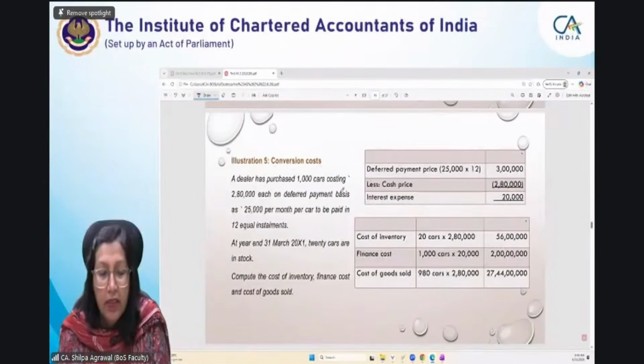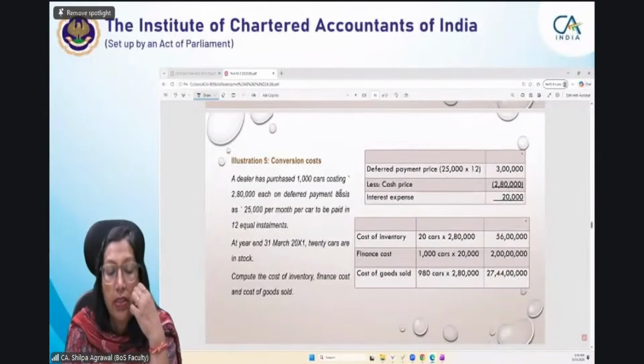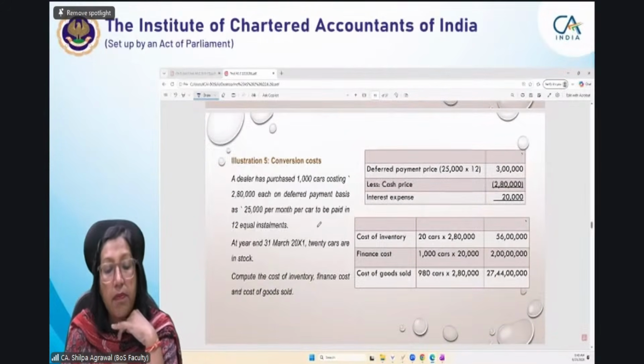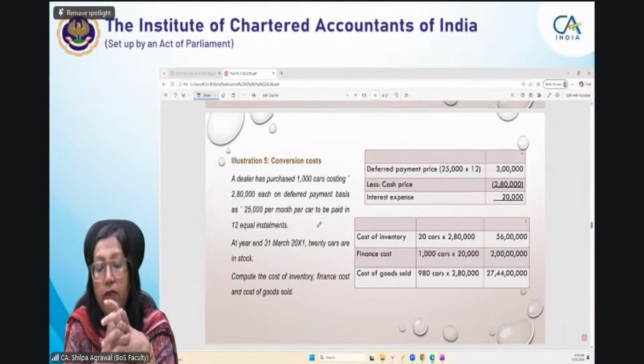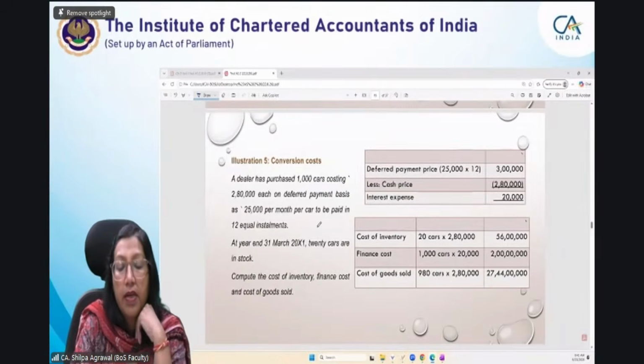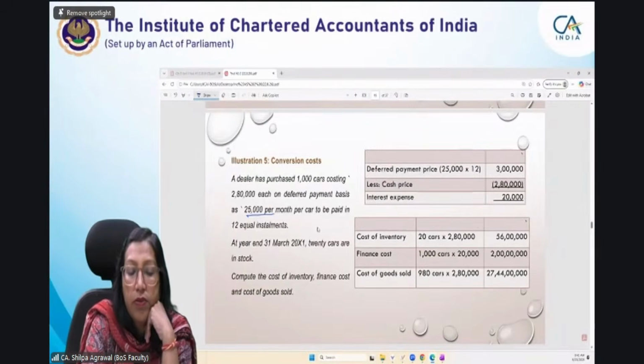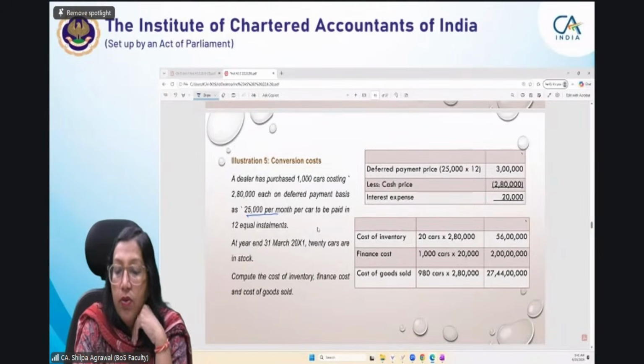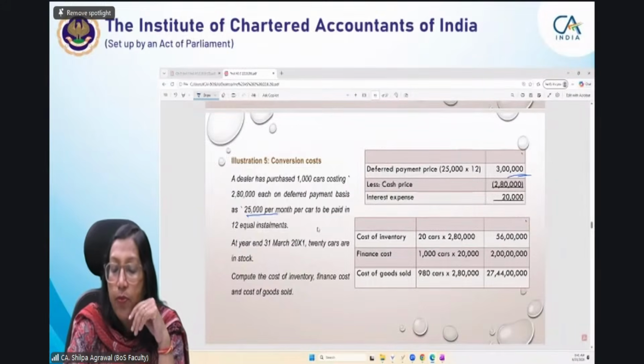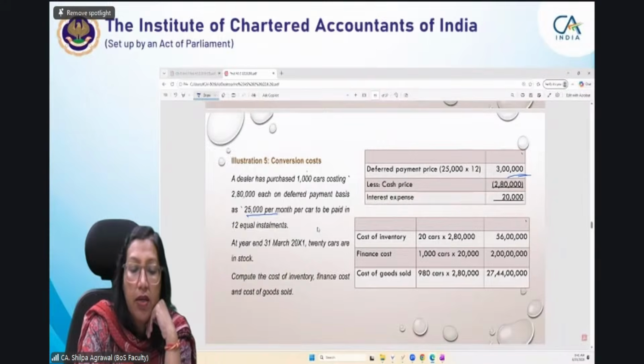Okay. Let's say a dealer has purchased 1,000 cars costing 2,80,000 each on a deferred payment basis, at 25,000 per month per car to be paid in 12 equal installments. So this was the installment value. It comes to 25,000 into 12, 3 lakh rupees. The cash price of that particular car is 2,80,000.